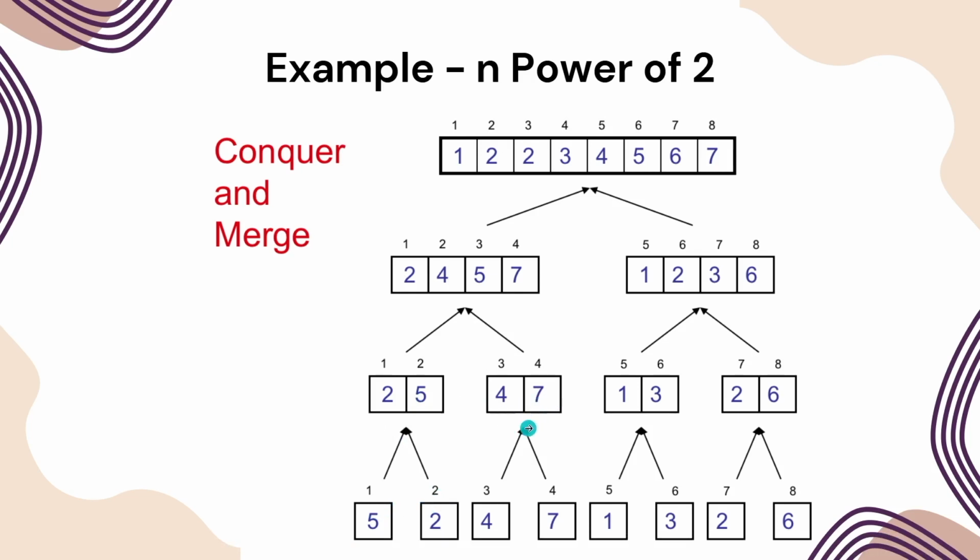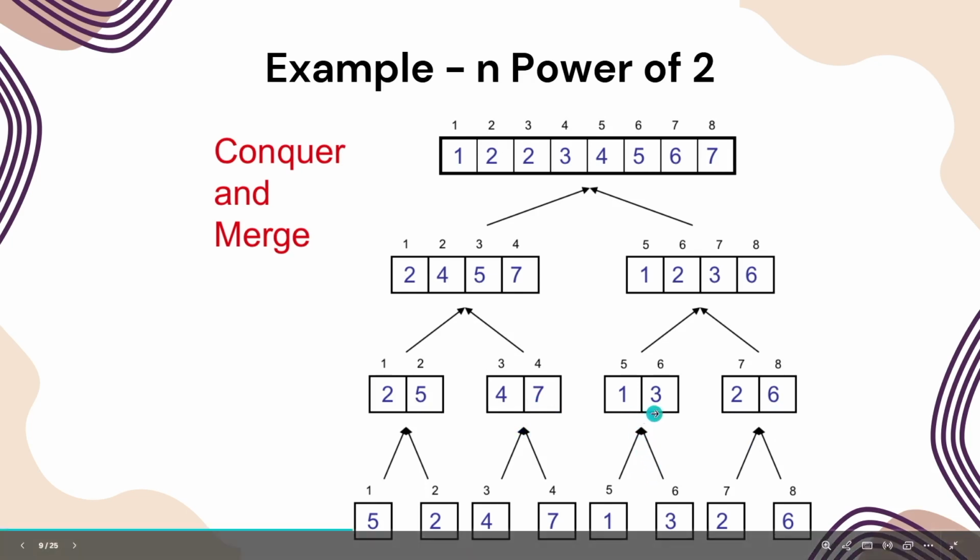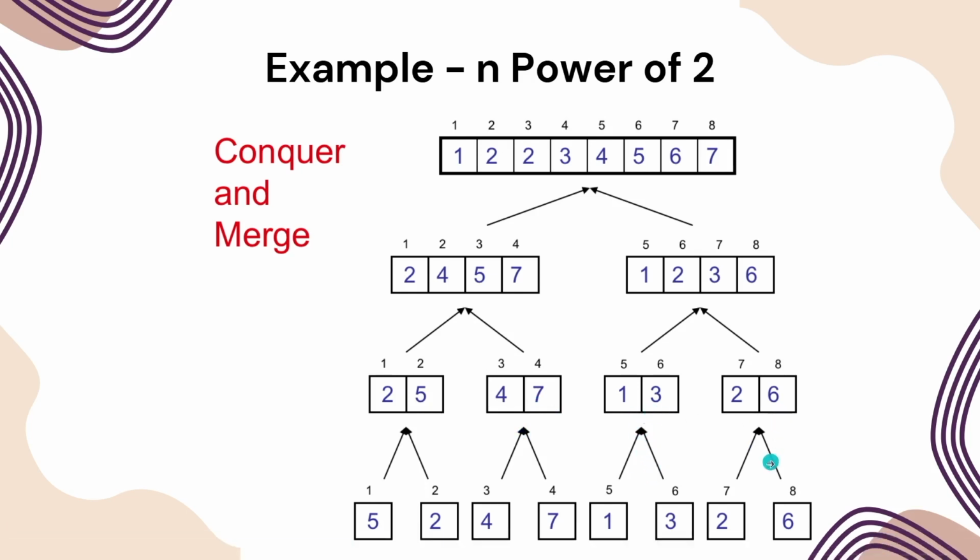Likewise, we do that kind of revision over each of these subproblems here. 1 and 3, they are in order, and so as such 2 and 6, they are in order, so they are left as such. So here, except for the first set, all other things are already in order, so we need not do anything over here.